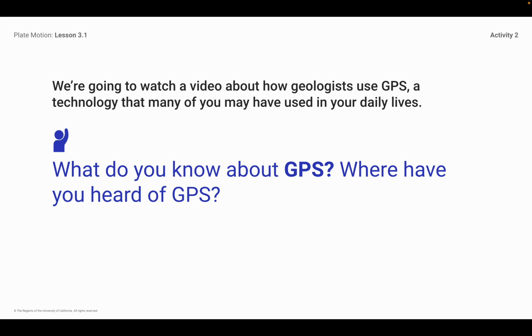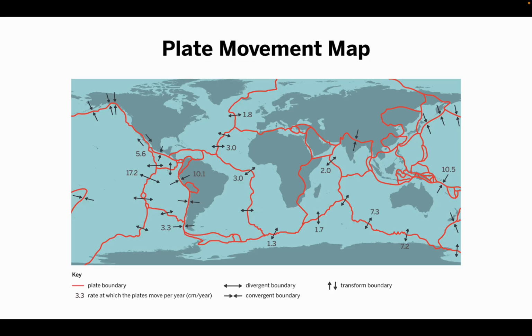We're going to go into the sim. I'm going to talk about this real quick. Can you please, on activity number 2, hit screen number 1, I believe. You're going to see this plate movement map. And we've seen this map before.